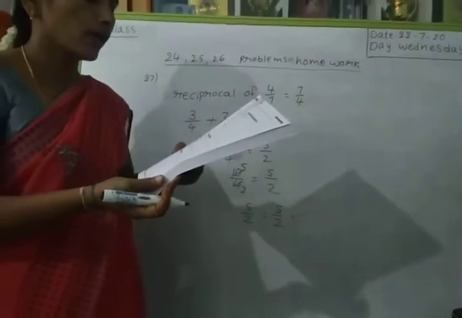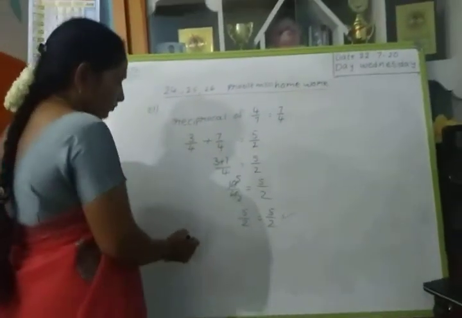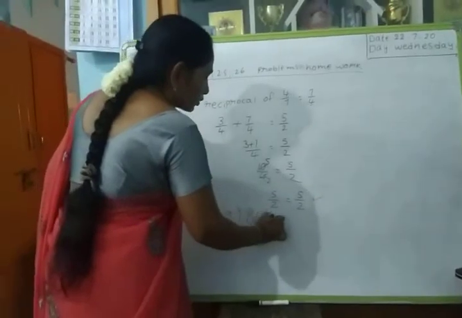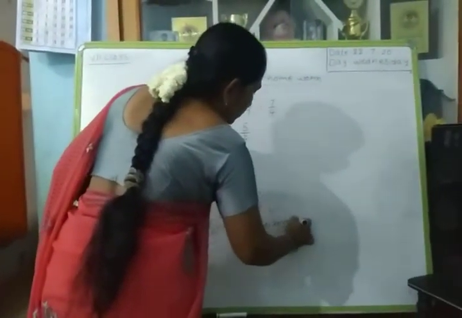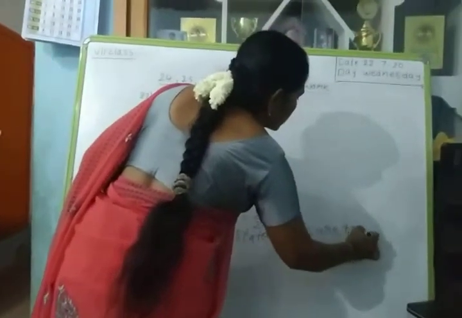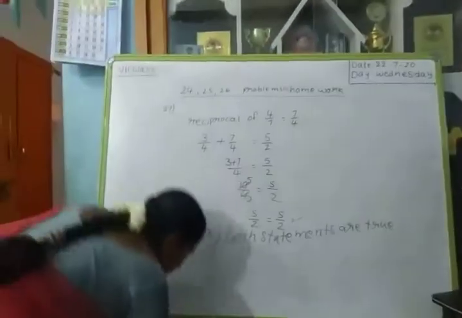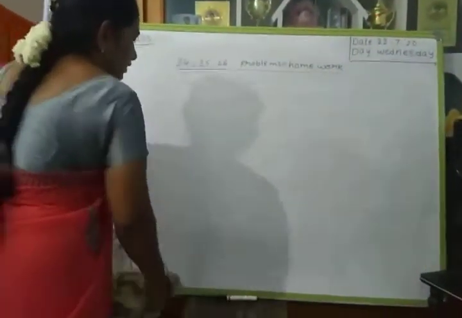Next, statement 2: The reciprocal of A by B is B by A. So both statements are true. Option A, tick it. Both statements are true. Next, the 28th problem.